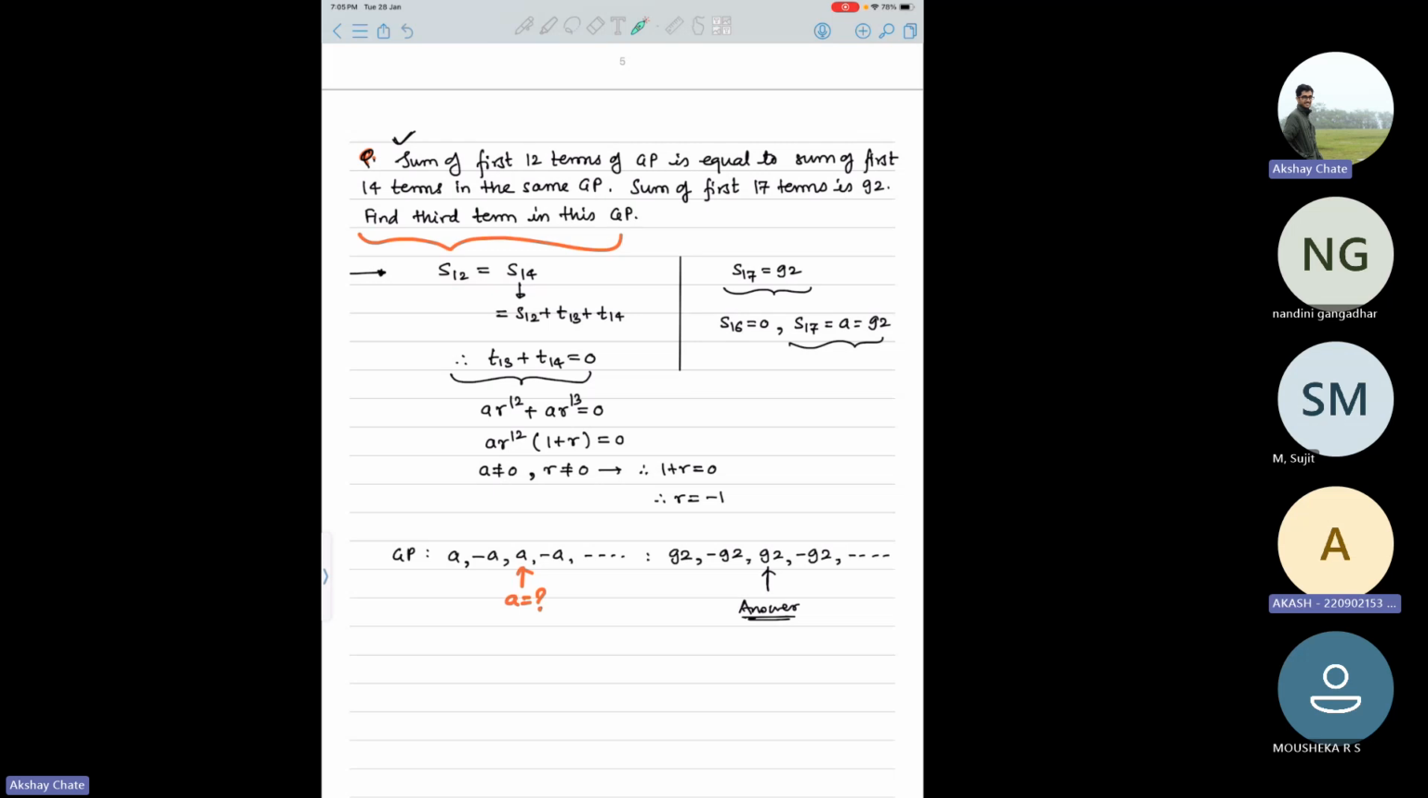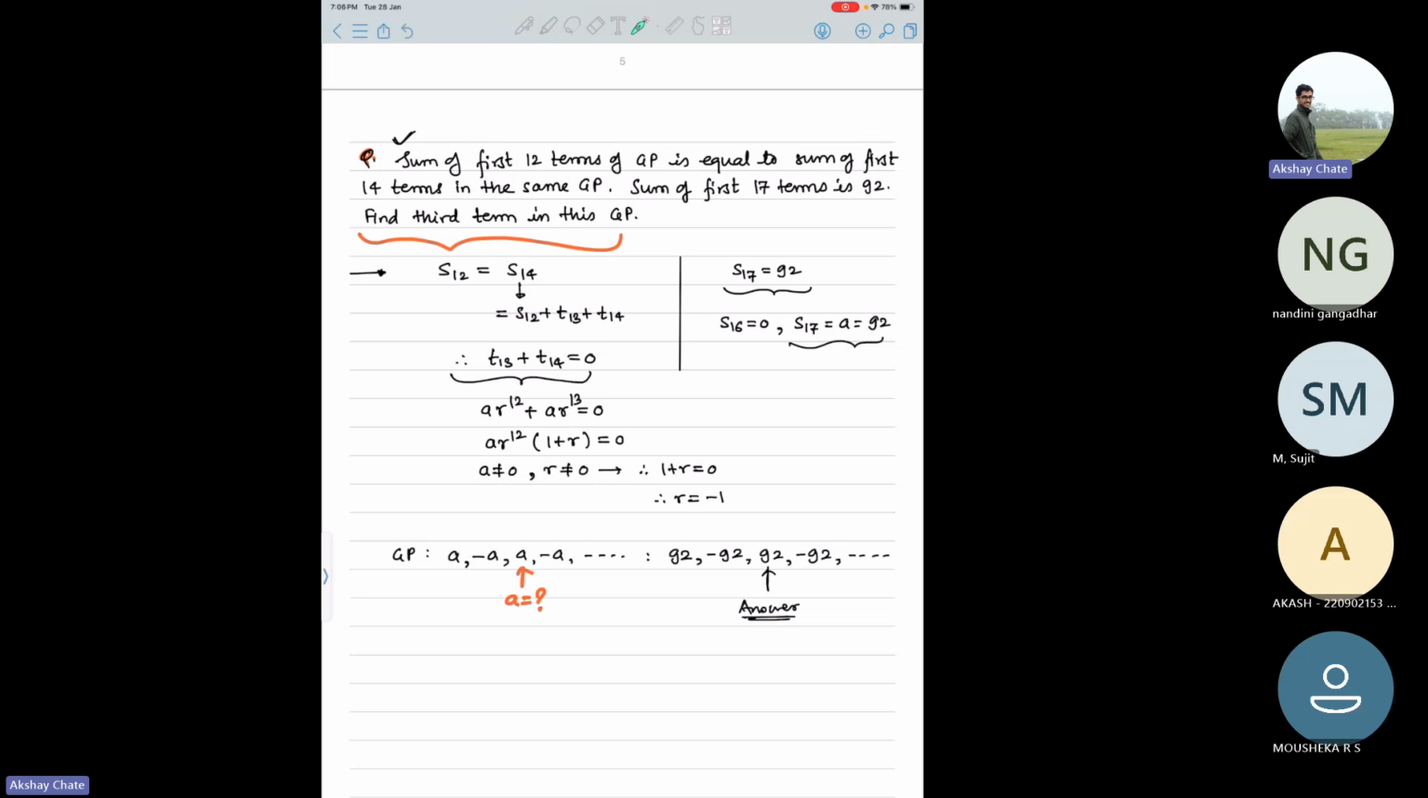Yes, sir, got it. So basically this S12 gets cancelled, and what it says is that if you add the 13th and 14th terms, the summation will be 0, because then only the sum of your first 12 terms and 14 terms will be the same, right? So that was the trick here. If you get that point, then getting the common ratio of -1 is pretty straightforward.